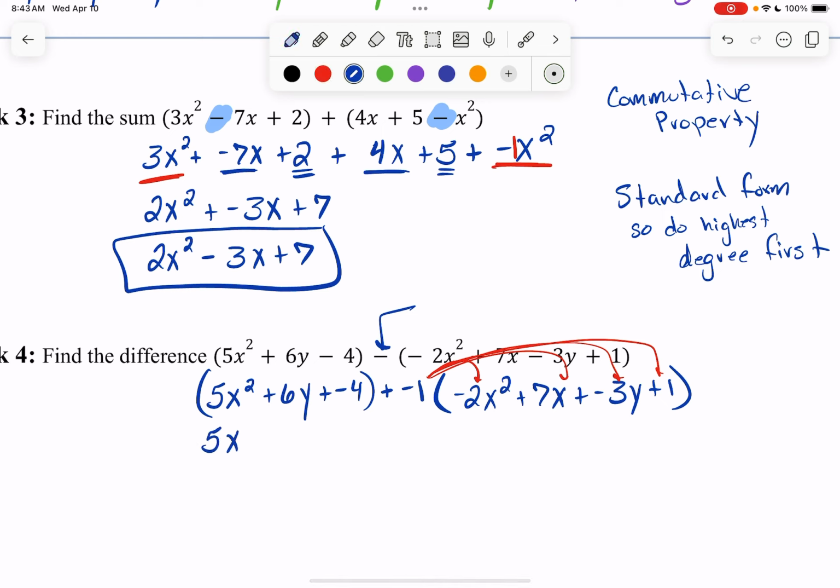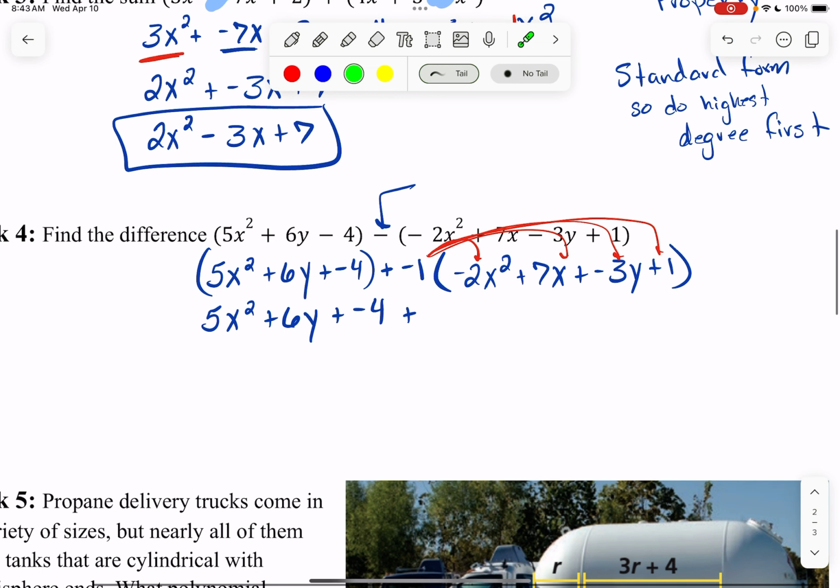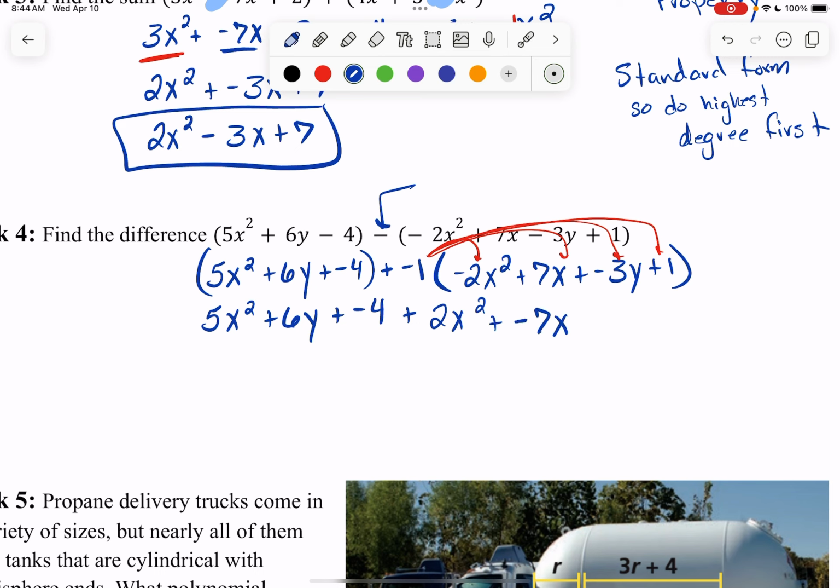So I would have 5x to the second plus 6y plus a negative 4 plus, now I have negative 1 times negative 2x to the second, which is going to give me positive 2x to the second. Negative 1 times negative 7x is going to give me positive 7x... Negative 1 times negative 7 is going to give me negative 7x. Negative 1 times negative 3y is positive 3y. And negative 1 times positive 1 is negative 1. Okay. So there. Now, if you notice, everything's addition.